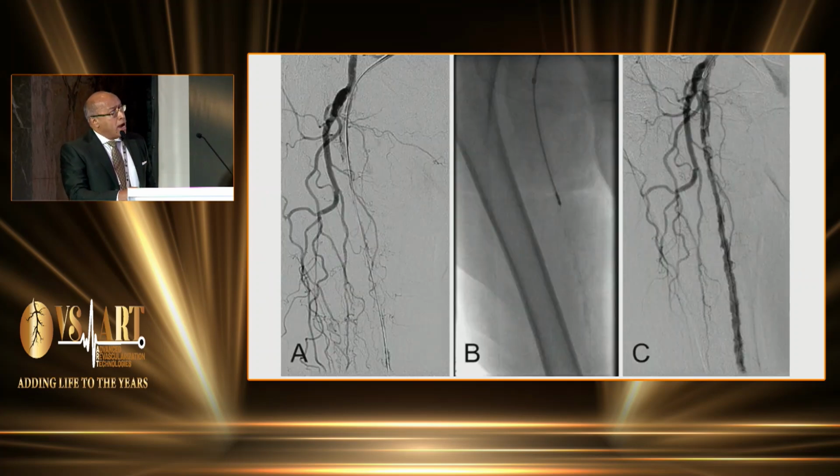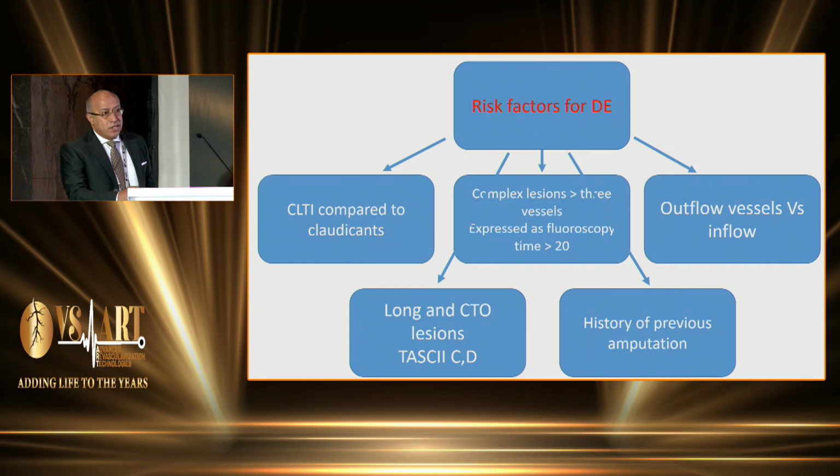And how do we go with the atherectomy devices? The risk of embolization depends mainly on the morphology of the lesion, because the risk of embolization increases with the type of the lesion: higher with CLTI compared to the claudicants, higher with complex lesions affecting more than 3 vessels and reflected by a fluoroscopy time of more than 20 minutes, and affecting outflow vessels like below the knee or below the ankle more than the proximal lesions, long lesions and CTOs in TASC C and D, and lastly in a patient with a previous history of amputation.